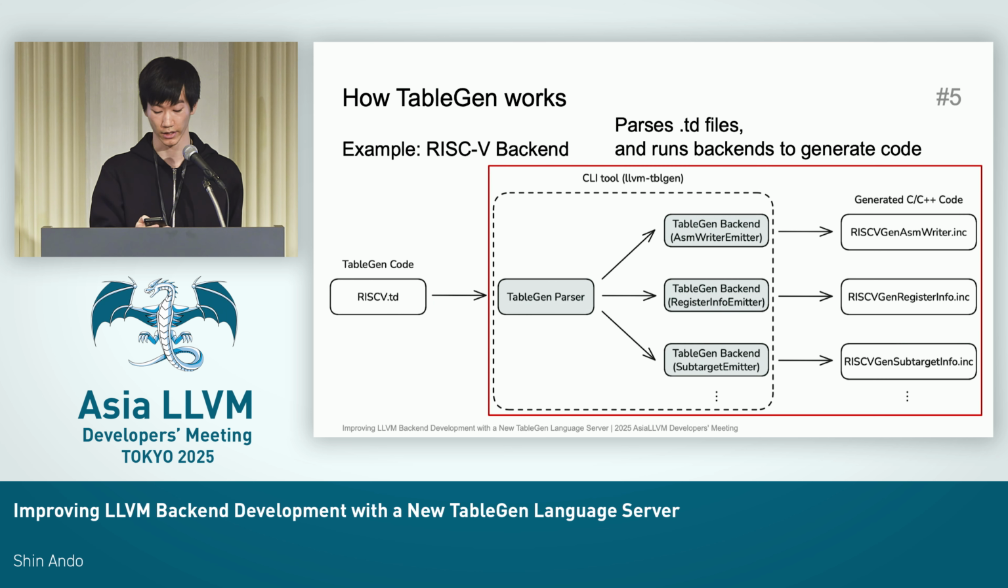During build, the TD file is processed by LLVM TableGen. This tool parses the TD file and executes multiple specialized backends to generate code. These backends produce C or C++ code for components such as assembly writers, register information, and subtarget information. Then, these generated files are included from other source code and used as a part of the RISC-V backend implementation.